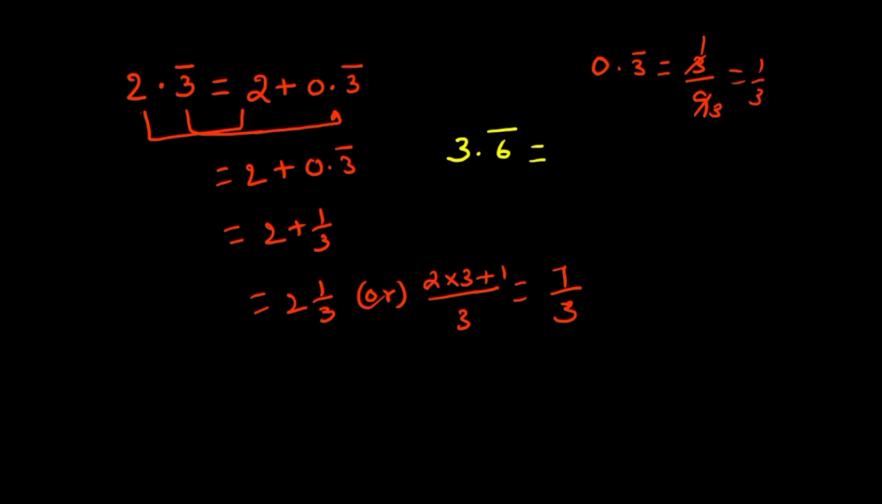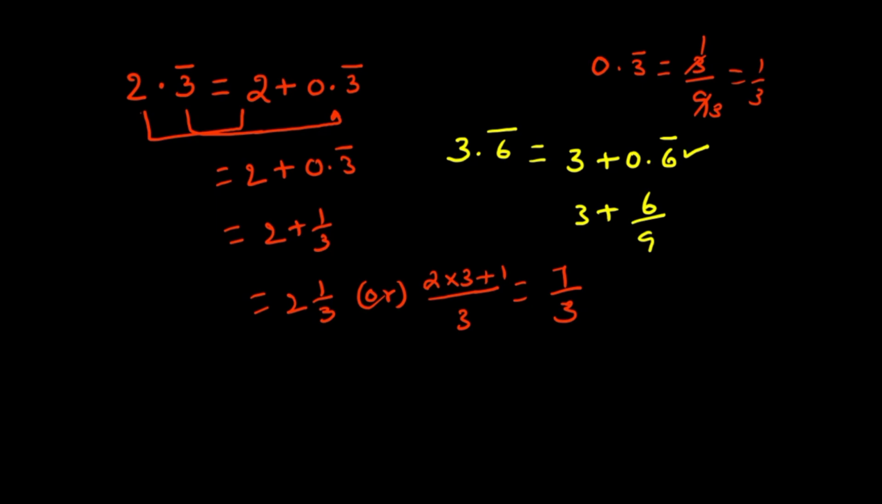I hope you got the answer. So how to write this? 3 plus 0.6 bar. How do we write this 0.6 bar? That is 6 by 9. Why 6 by 9? Only one digit is here, that is, the periodicity is 1. So that is why I have written 9 here.